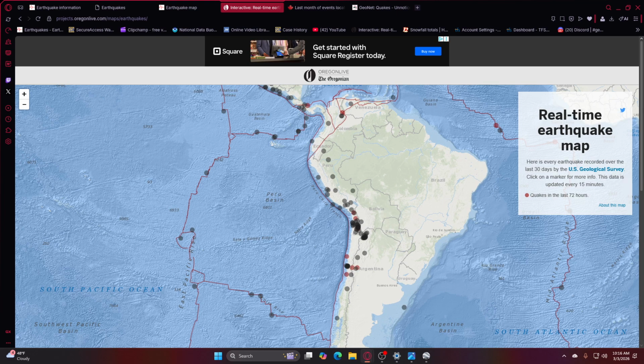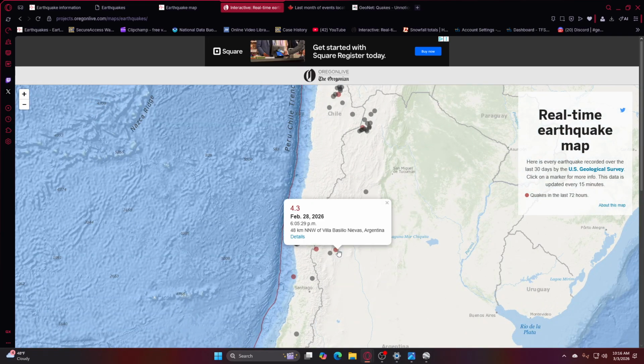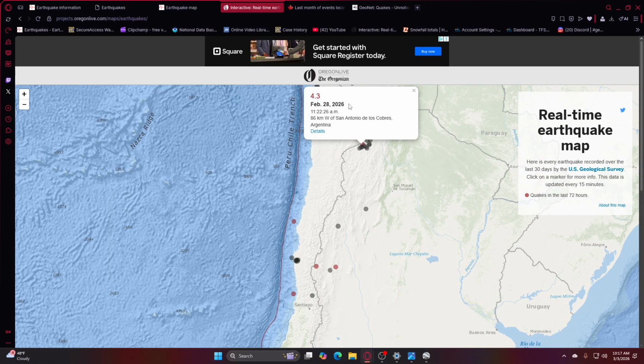In Argentina, near Calingasta, a magnitude 4.5 was recorded. This area bordering Chile frequently experiences spillover activity from the subduction of the Nazca plate. Residents in San Juan province reported minor swaying of hanging objects, but no impacts on infrastructure were noted. And this is Argentina here. So we have some quakes here. It's a 4.3, that's a different day. And that one was on the 1st. And we have one up here. And that one was on the 28th.